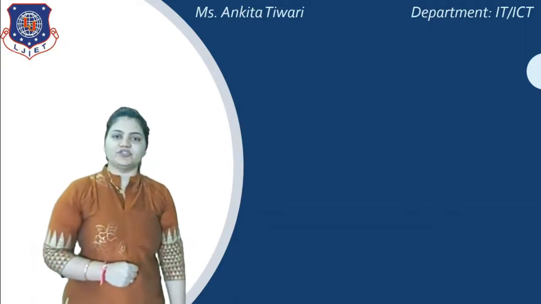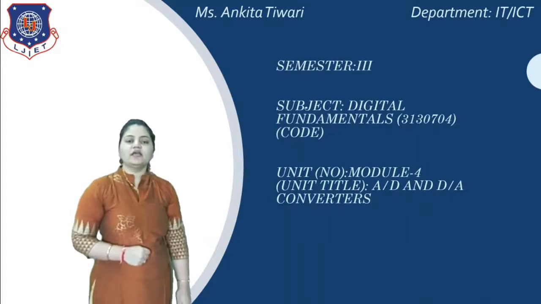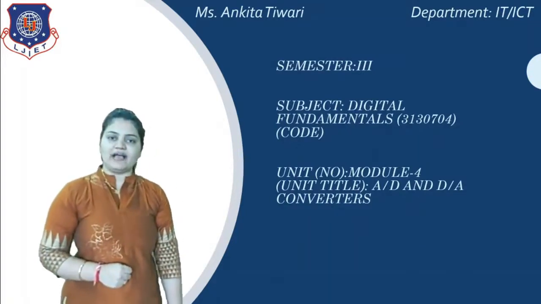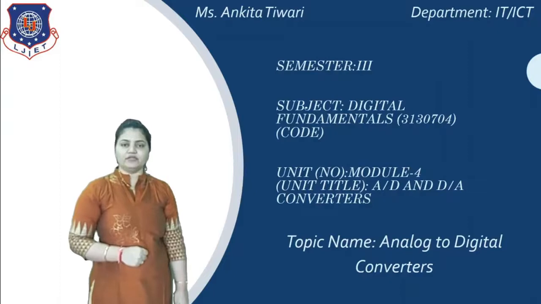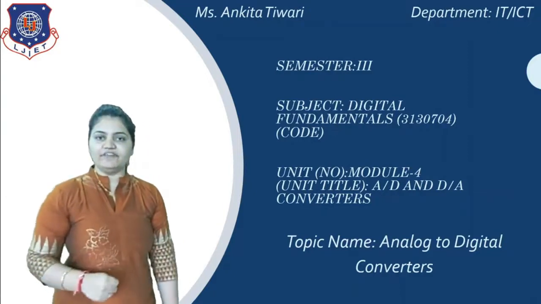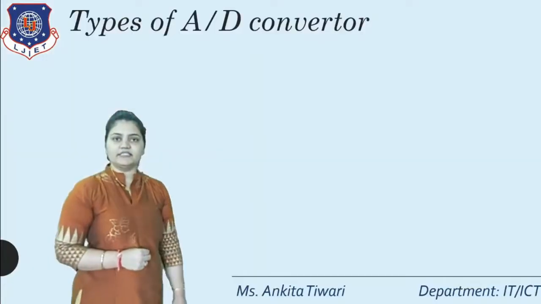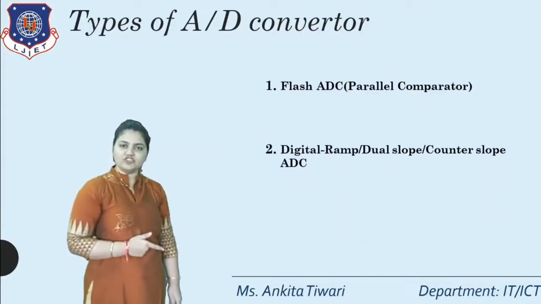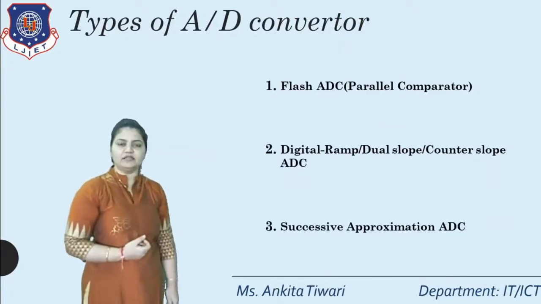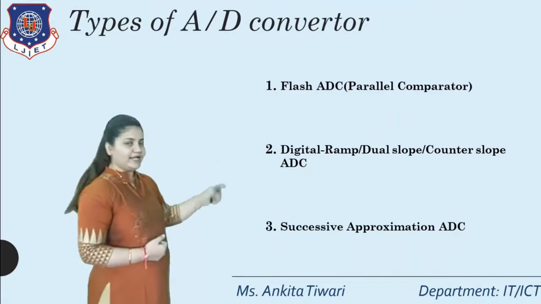I am going to take the session from module 4, that is A to D converters and D to A converters. The session here we are going to have on the topic, that is analog to digital converter. In the last session, we have done one of the types of converters, that is flash ADC. Now today in this session we are going to have the two other types of converters. The three types are flash ADC, second is dual slope or we can say digital ramp, and the third is successive approximation ADC. So today we will be doing the second one and the third one.